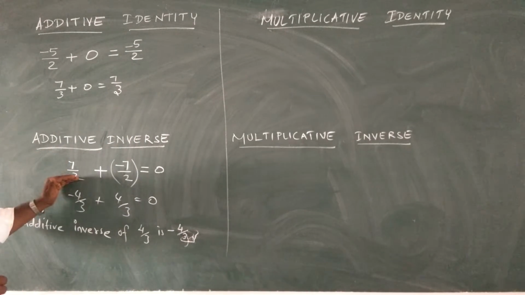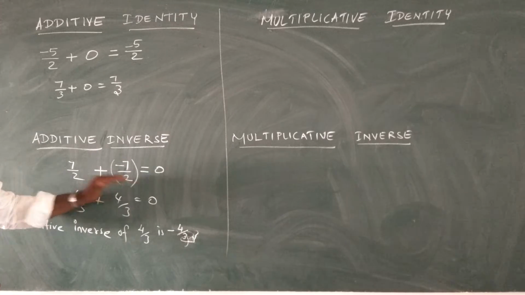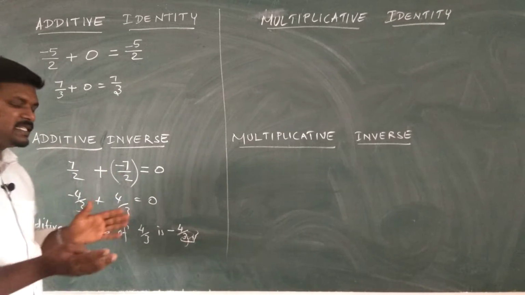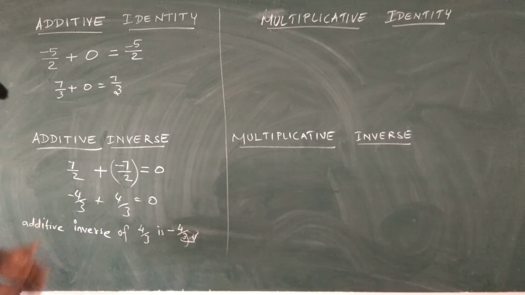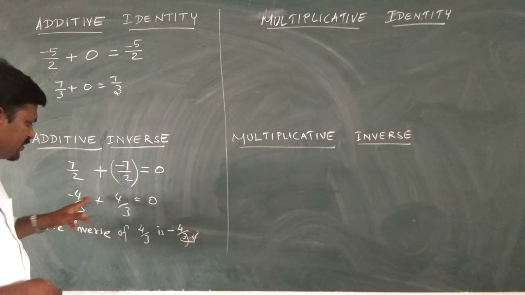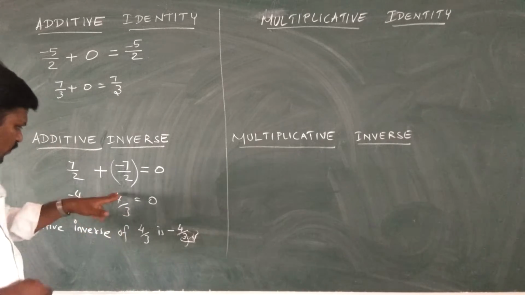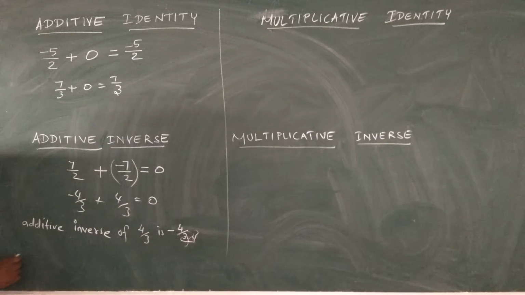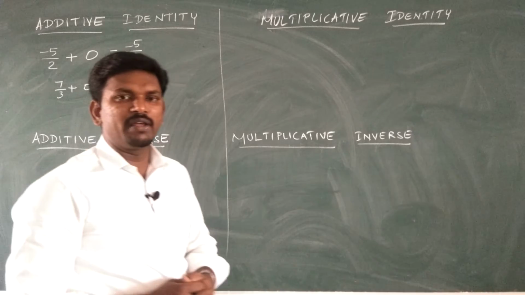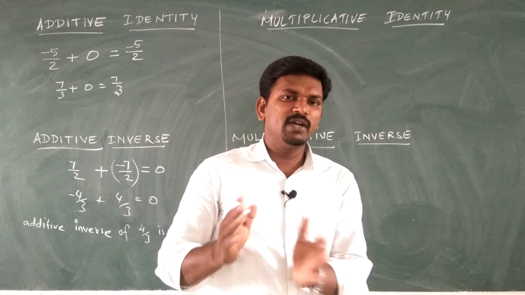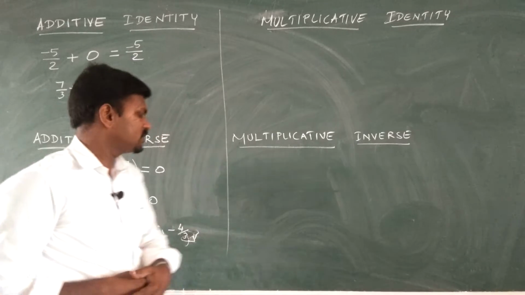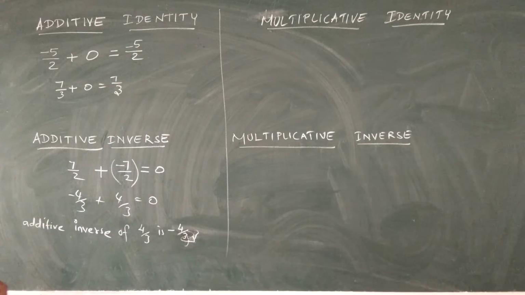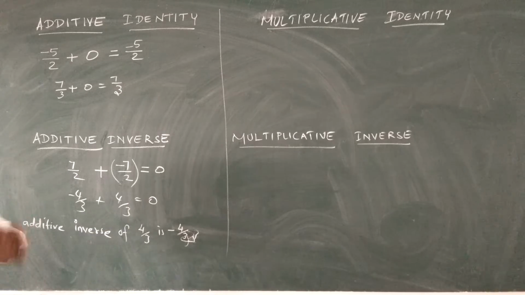If it is 7 by 2, the additive inverse is minus 7 by 2. If a number is minus 7 by 2, then its additive inverse is 7 by 2. If a number is minus 4 by 3, then its additive inverse is 4 by 3. If the number is 4 by 3, then the additive inverse is minus 4 by 3. So write any 5 numbers and write the additive inverse of those numbers. It is very simple, just changing the symbol. If it is plus, we write minus. If it is a negative number, we write it as positive. So additive inverse, that's all.